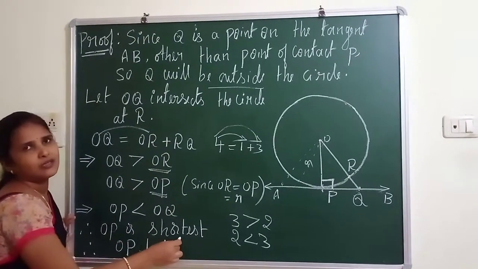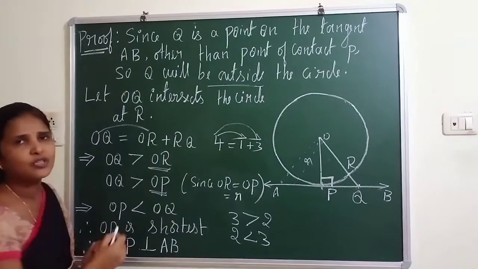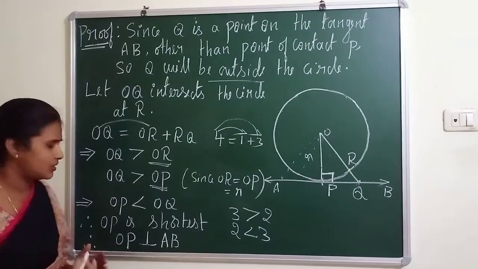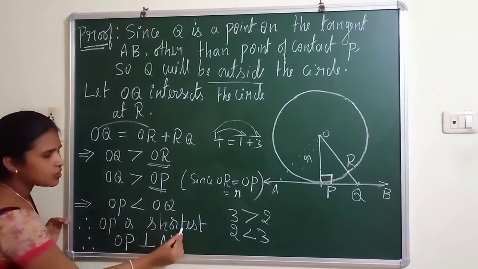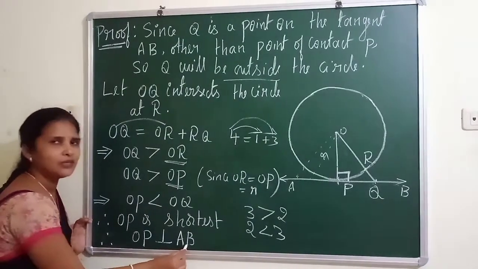OP is the shortest. So what we want is to prove that OP is the shortest. Then I can conclude that OP is perpendicular to the tangent. So since OP is shortest, I can write that OP is perpendicular to A.